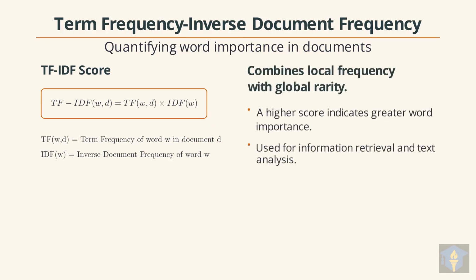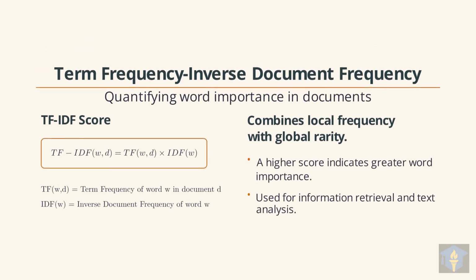The TF-IDF score effectively combines a word's local frequency with its global rarity. Therefore, a higher TF-IDF score signifies that a word is more important and relevant. This powerful score is widely used for tasks like information retrieval and various forms of text analysis.